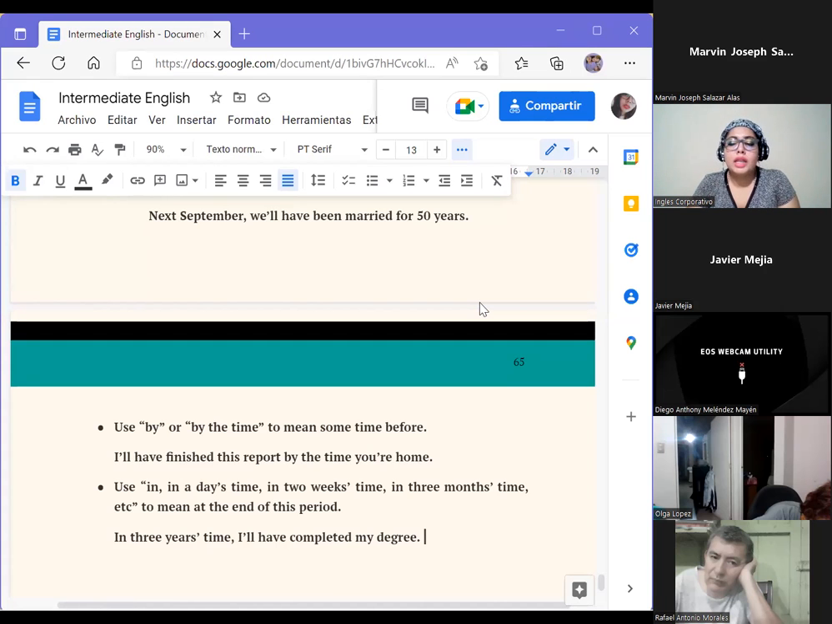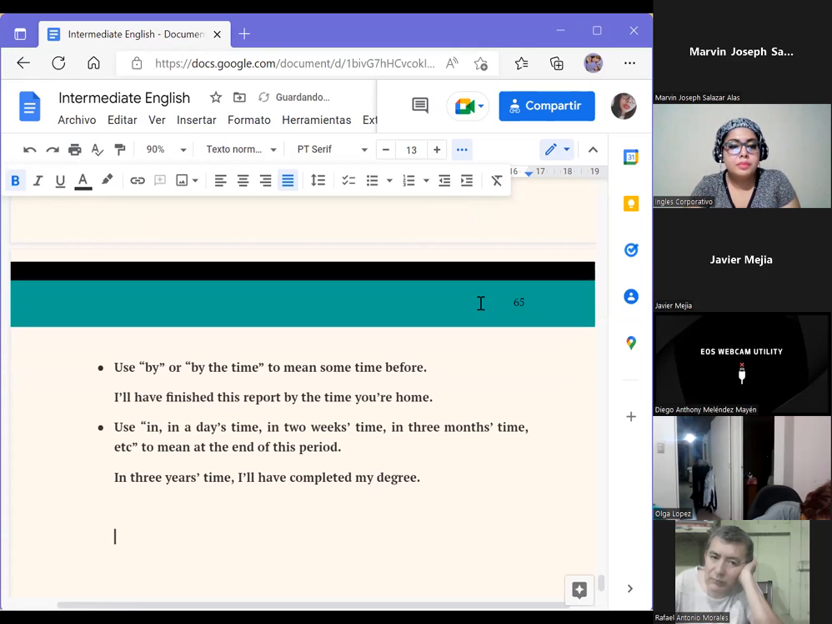Now, we are going to see number four, that is future perfect continuous. It says that we use the future perfect continuous to show that something will continue up until a particular event in the future. We normally use it to emphasize how long something will have been happening for.